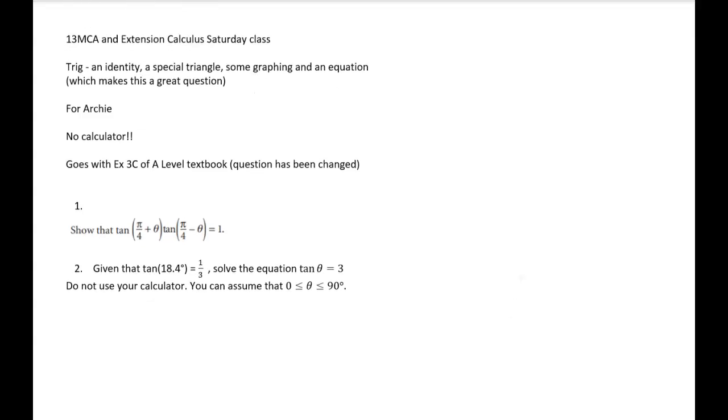This is similar to question 8 in exercise 3C of the A-level textbook, but because of copyright, I've changed around the numbers. I don't think that they can copyright an identity, so I've kept the identity exactly the same. So the first thing we have to do is to show that this is a true statement. And then, given that tan of this is equal to this, we have to solve this equation here. Now, this is the bit where I went so massively over the top with how I did it that I'm going to redo it. And then I'm going to show you the first way that I did.